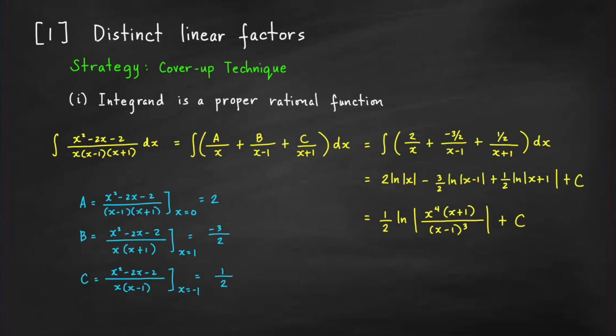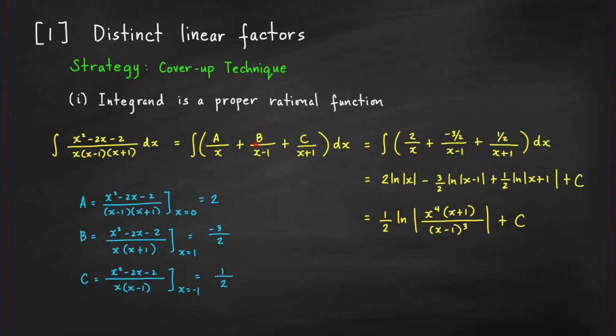So to find this a, b, and c, we use what we call the cover-up technique. So here, if you want to find, let's say, the a, just cover this x in the integrand. So it's like you have this expression without the x in the denominator and evaluate it at the value of x that will make this x equal to 0. In this case, it is only x equal to 0. So when we plug in x equals 0 in this expression, we'll get negative 2 over negative 1 times 1. So that is negative 1, negative 2 over negative 1. It is equal to positive 2. So therefore, this is equal to 2 over x.